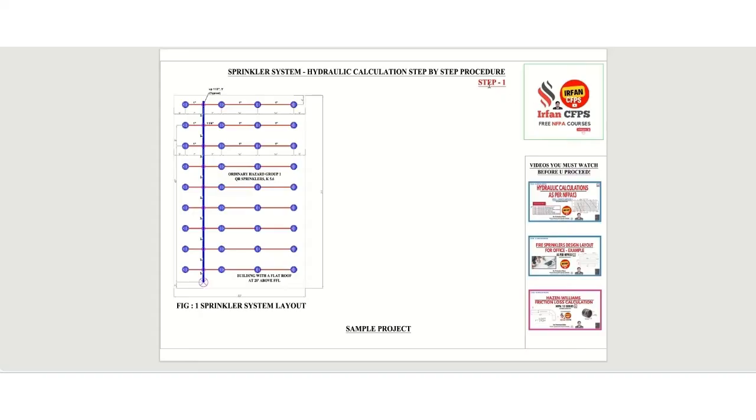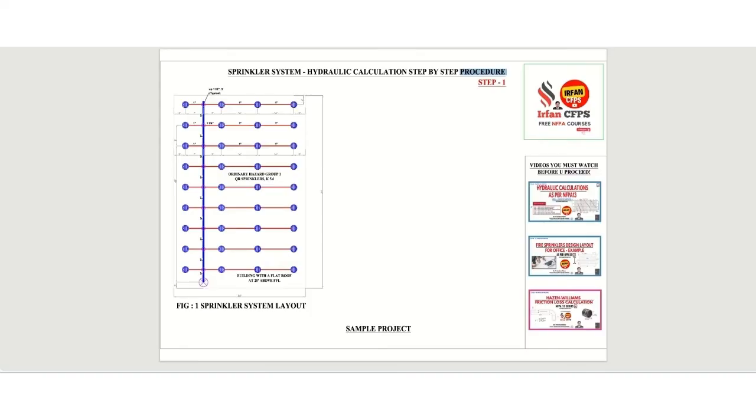Before we move ahead with step one, I would like to highlight that you need to watch three videos which are uploaded on my YouTube channel before proceeding ahead with the hydraulic calculation procedure. If you watch these three videos, most of your queries will be resolved and you can easily understand this particular example and also the procedure. The three videos are hydraulic calculations as per NFPA 13 by considering area density method, and the second video you have to watch is fire sprinklers design layout for office.